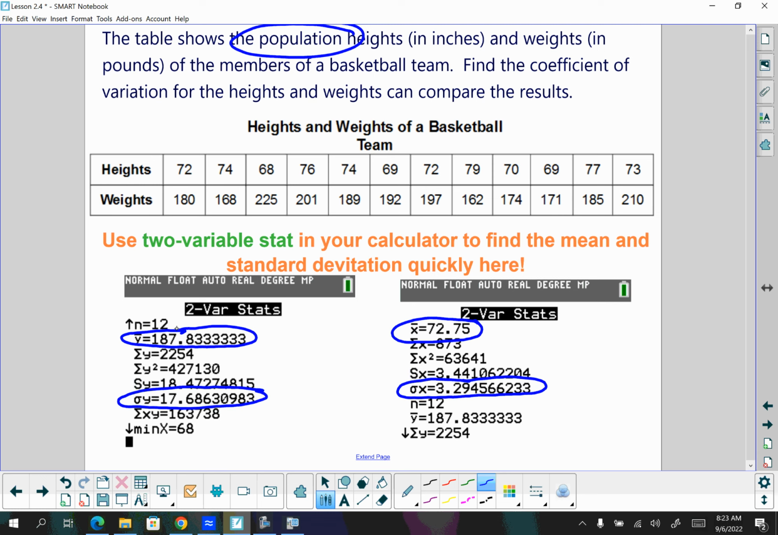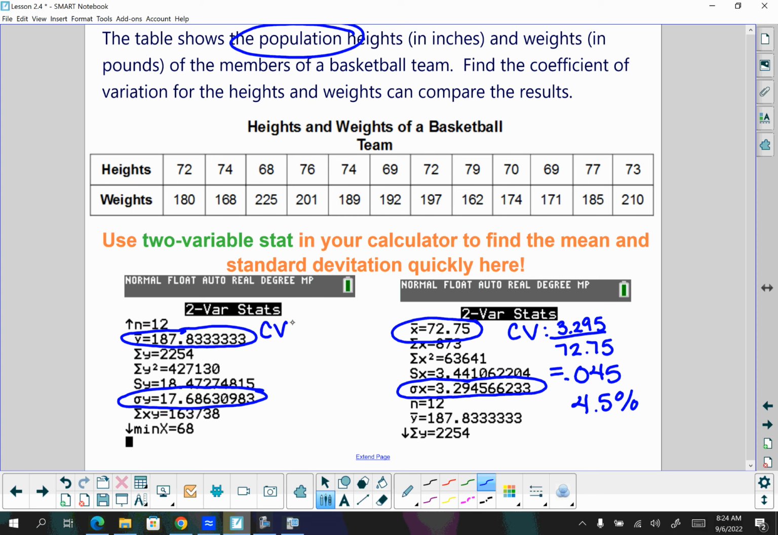Once you have those, then the coefficient of variation is really quick to calculate. So I'll do the X's first. Coefficient of variation is my standard deviation. I'll give it three decimal places, so 3.295 divided by my mean, 72.75. 3.295 divided by 72.75 gives me 0.045, and then remember this is a percentage, that's what the times 100% in the formula means, so the coefficient of variation is about 4.5%. I'm going to move that decimal two spaces to the right.